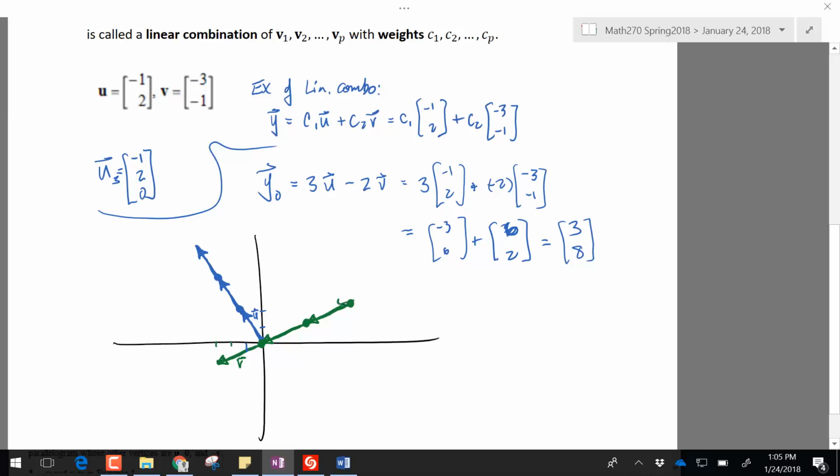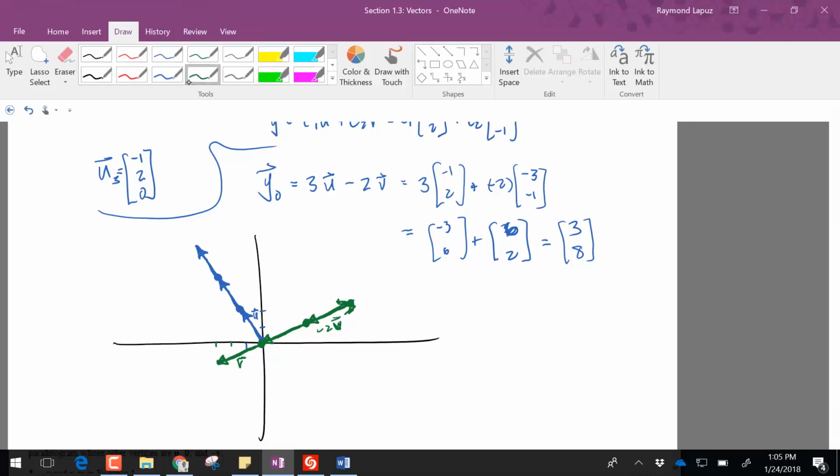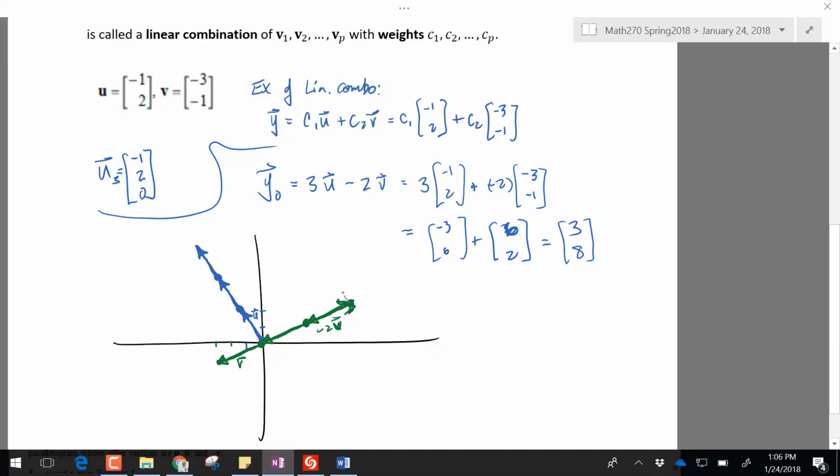And so this is actually -2v. And then if we do the addition, we would draw that parallelogram. And then we have this vector now, 3u minus 2v. Okay, but that's kind of not what I wanted to do.